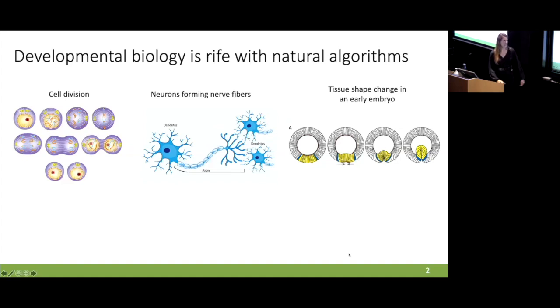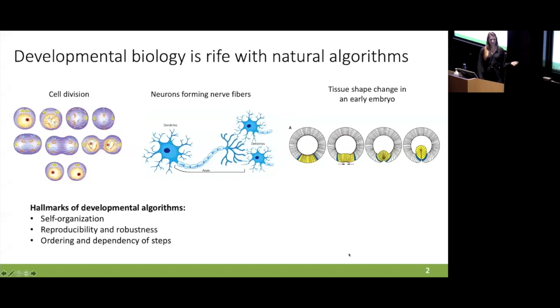algorithms govern biology, and the hallmarks of these algorithms are, first, self-organization. There's no top-down view telling all the cells what they should do. They communicate with their neighbors and self-organize to form these structures. Second, reproducibility and robustness. Every adult fruit fly started as an embryo that looks like that and had to go through this step to make it into adulthood. And third, ordering independence of steps. You start at one step and then something else happens, and that step has to finish before the next step can take over.